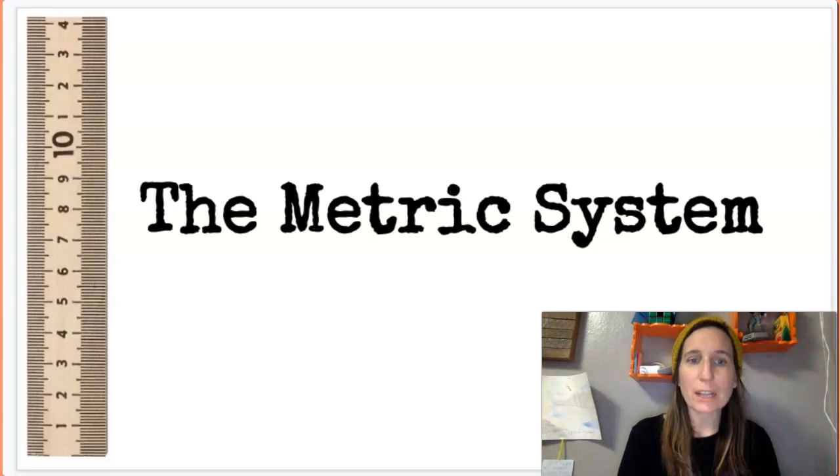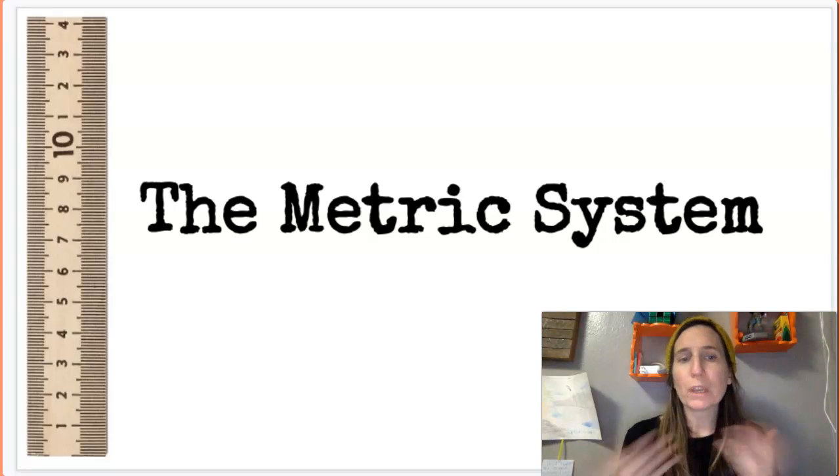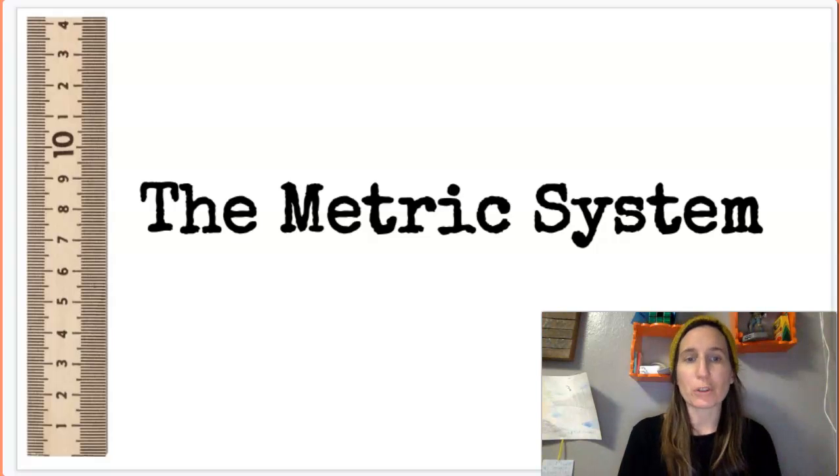Hey, fifth graders, we're going to take a look at the metric system and specifically look at how we convert between different units of measurement.